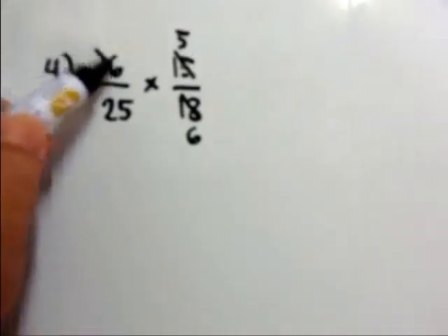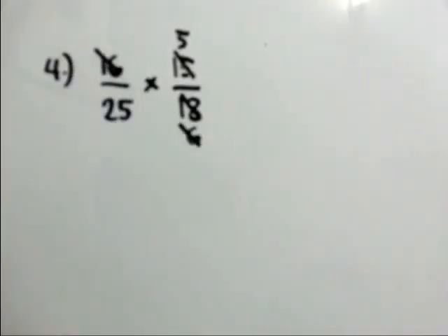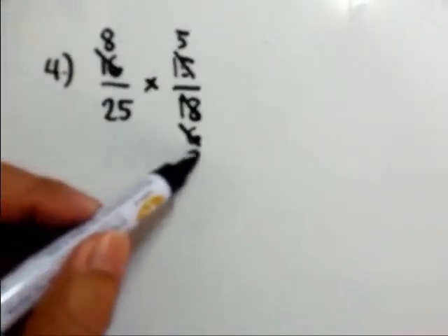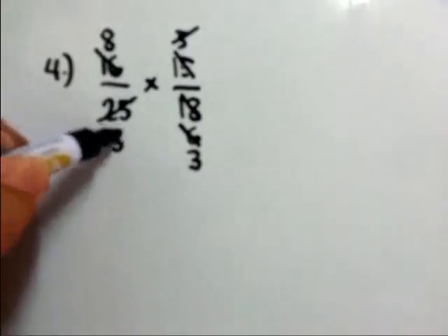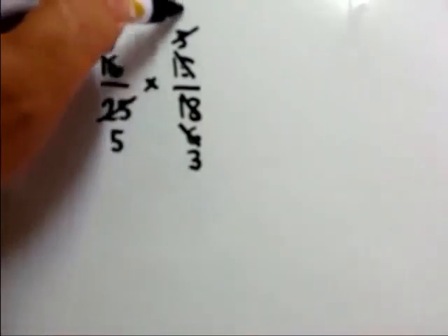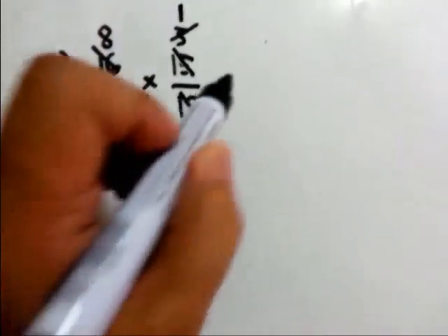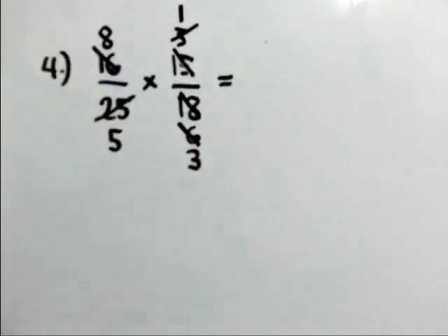16 and 6 are divisible by 2. 16 divided by 2 equals 8. 6 divided by 2 equals 3. 25 and 5 are divisible by 5. 25 divided by 5 equals 5. 5 divided by 5 equals 1. So we have 8 over 5 times 1 over 3.